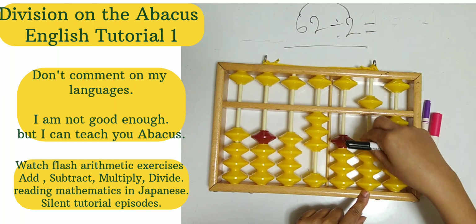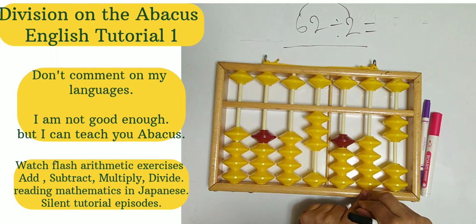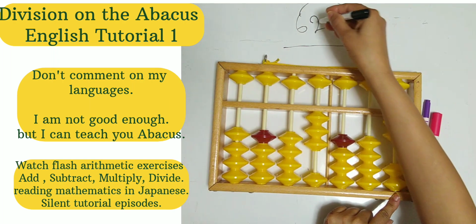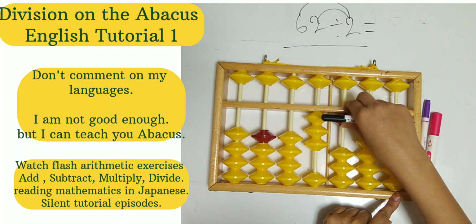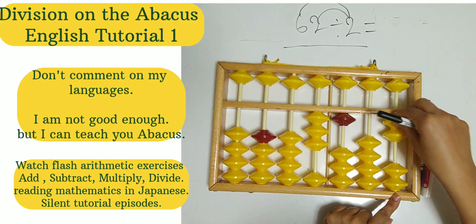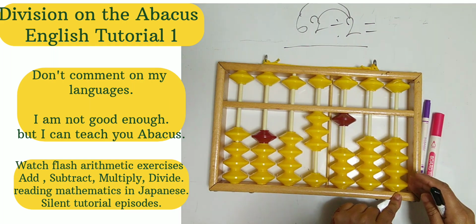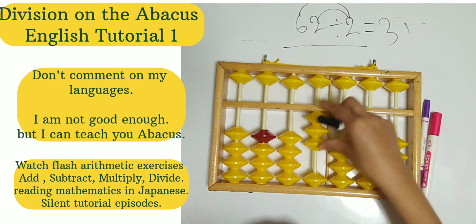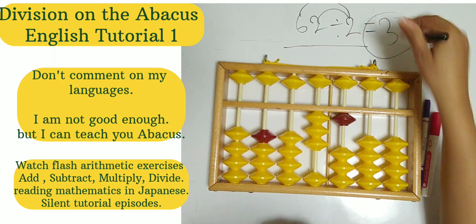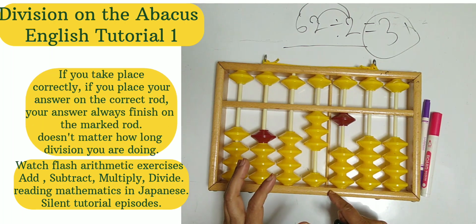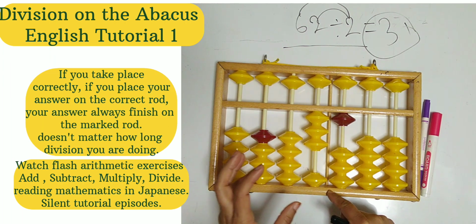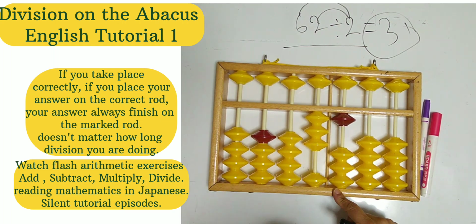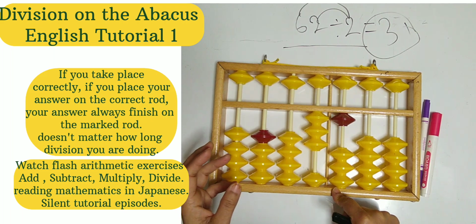3 2s are 6. You have to remove that 6 from the dividend and go to another digit. 2 divided by 2 is 1. Place your answer here. 1 2 is 2, and reduce that number from the dividend. We finished our dividend and our answer is 31. And this is our marked rod, and if you place your dividend and your answer properly, your answer always finishes on this marked rod, doesn't matter how long division you are doing.